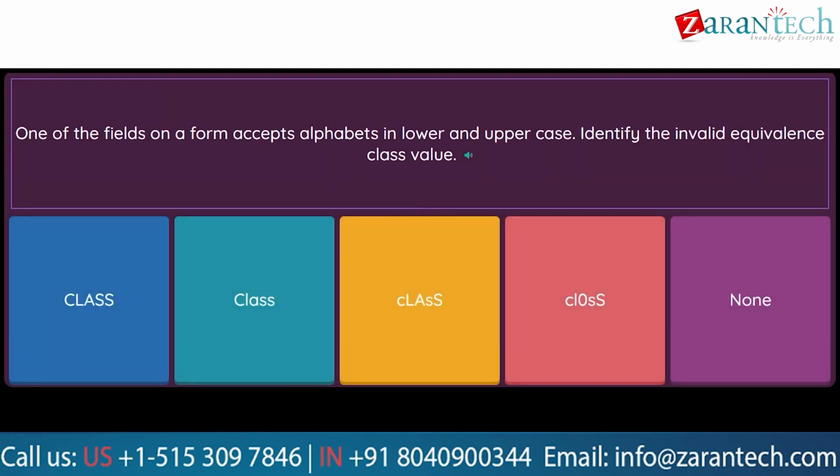Question: One of the fields on a form accepts alphabets in lower and uppercase. Identify the invalid equivalence class value. Option 1, class. Option 2, CLASS. Option 3, Class. Option 4, CL0SS. Option 5, none.